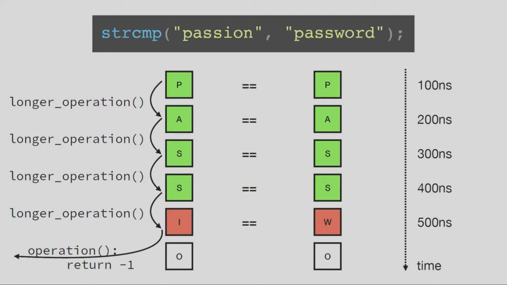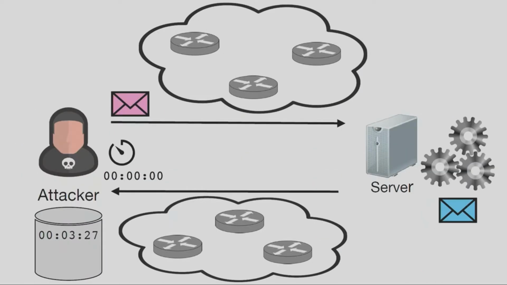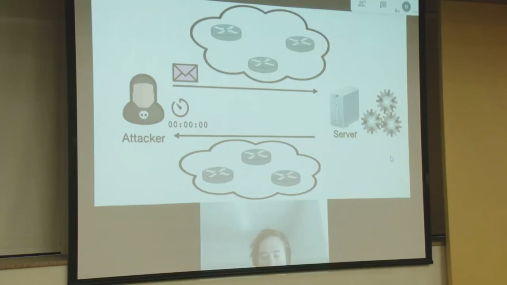This is on a local system, but as an attacker, we are often also interested in performing timing attacks against servers. What we do there is send a request to the server, and the server will process this and then send a response back. So this looks a bit like this. Here we can see that it took 3 seconds and 27 milliseconds.